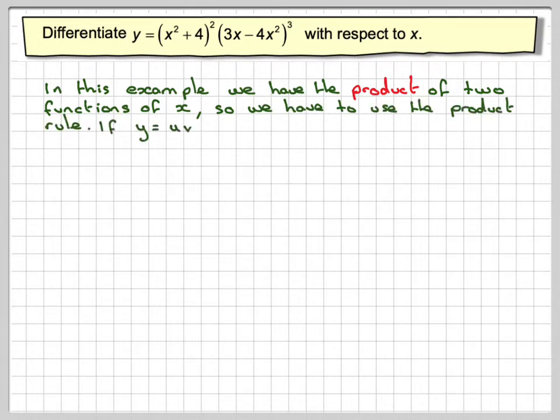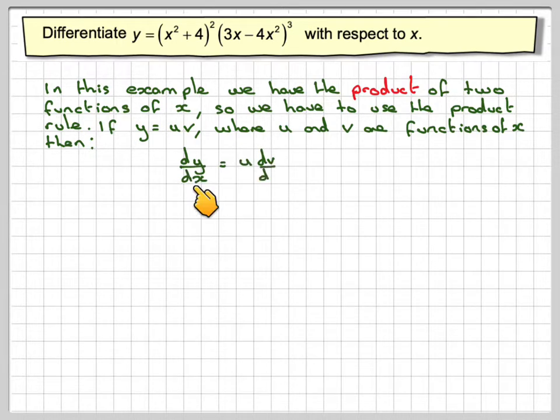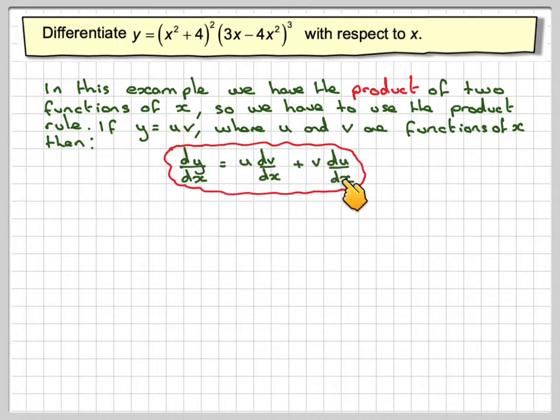Now the product rule says if y is equal to u times v, where u and v are functions of x, then dy by dx will be equal to u dv by dx plus v du by dx. Now you need to learn this, as it's not in a formula booklet. It's not too difficult to remember.